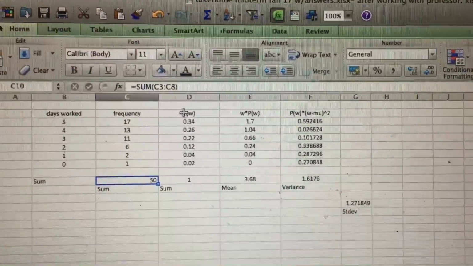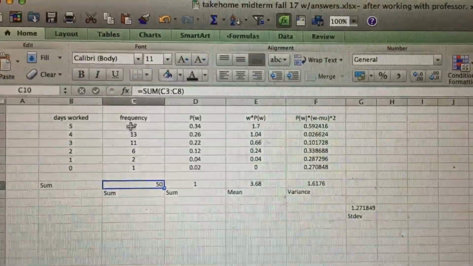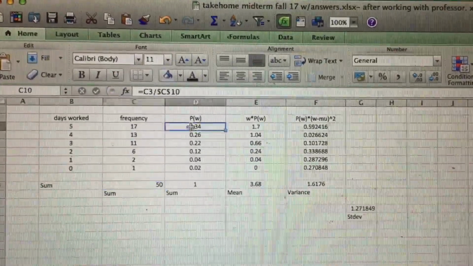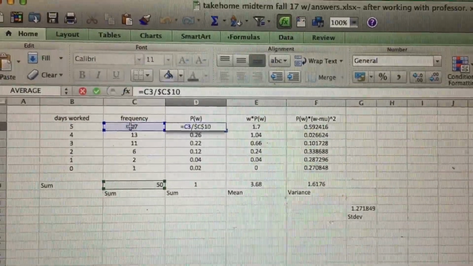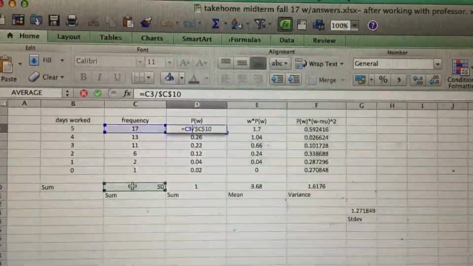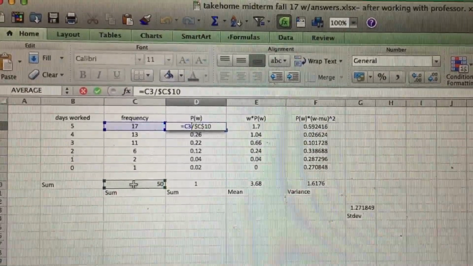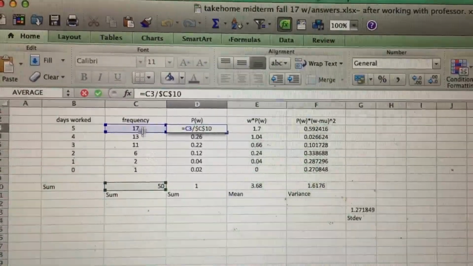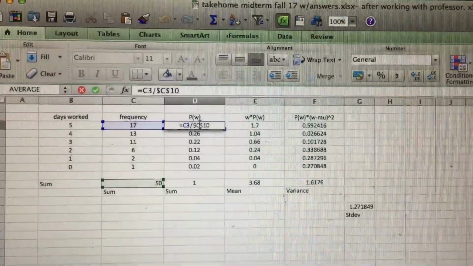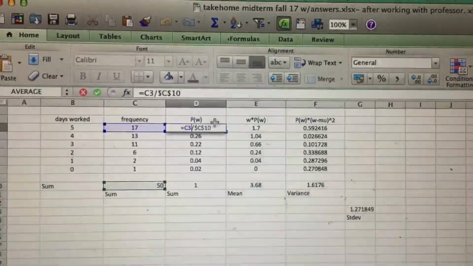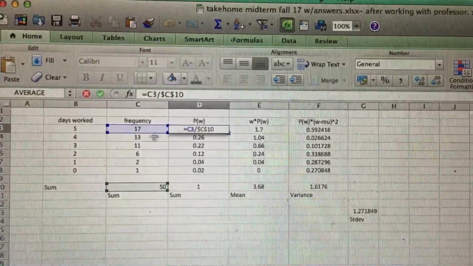Then over here we've got the probability of W. So what's the probability of the days worked? We take the frequency and divide it by the sum. Down here, we're going to take this frequency number and divide it by the sum. If you put the dollar signs around the sum, because the sum's not going to change, then you can drag it down. But otherwise, do each one.